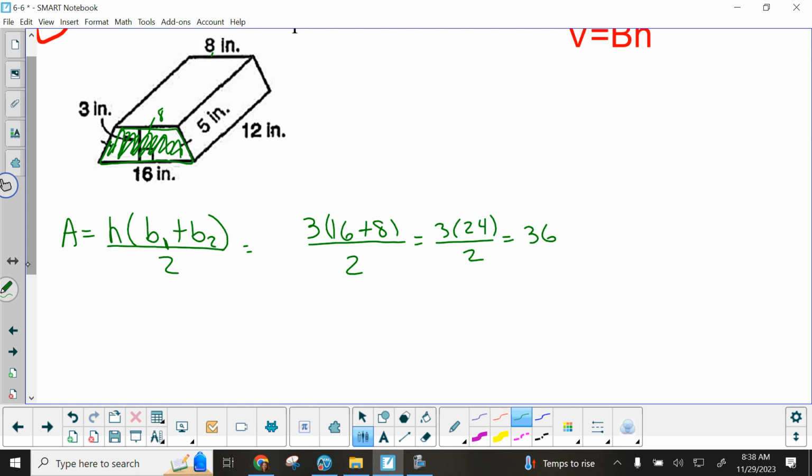And now I'm just going to multiply that by the height of this prism, which is 12. So the volume is, the base area is 36 and the height is 12. And I get 432, and that's inches cubed.